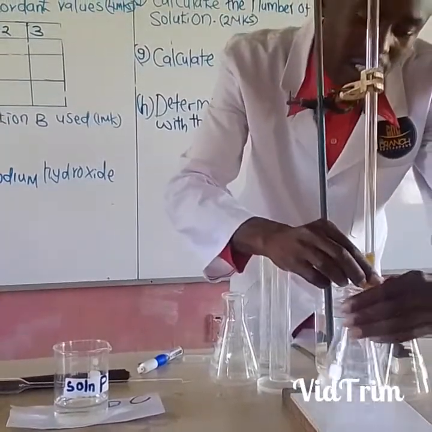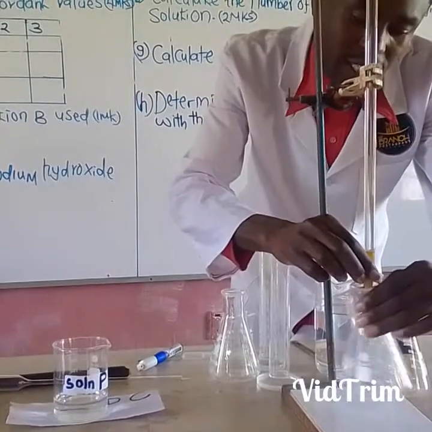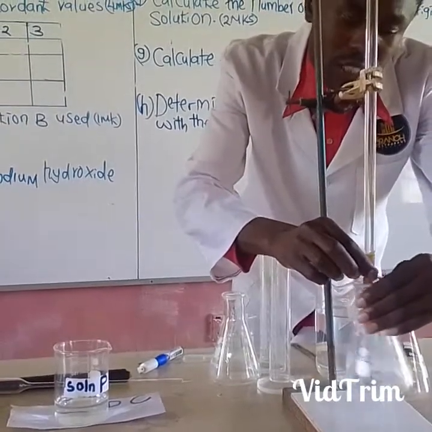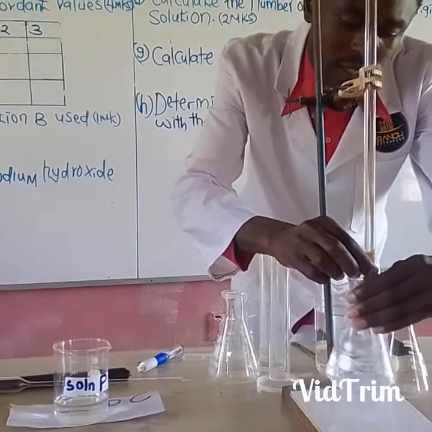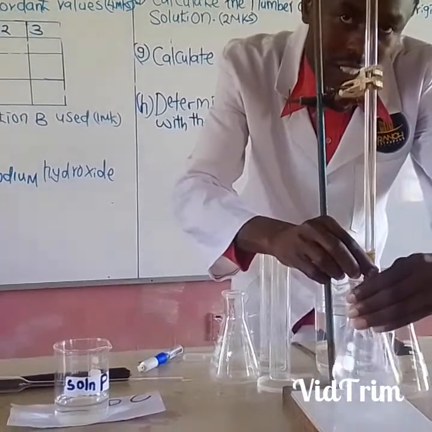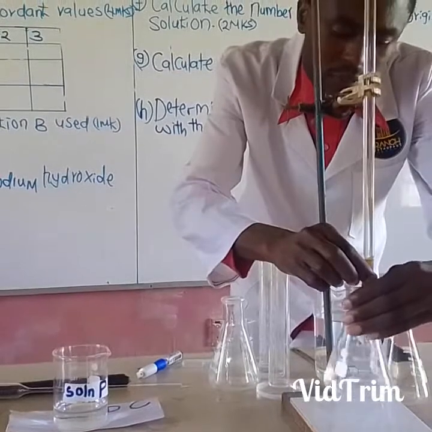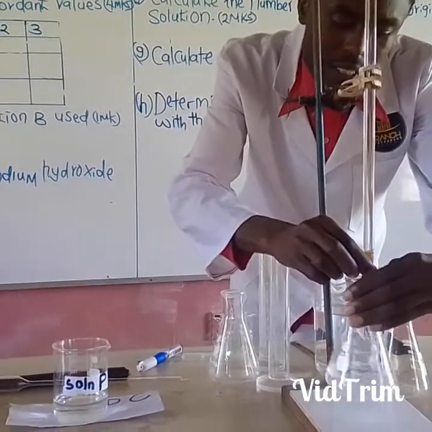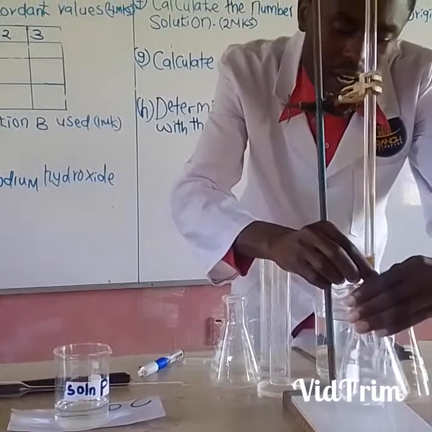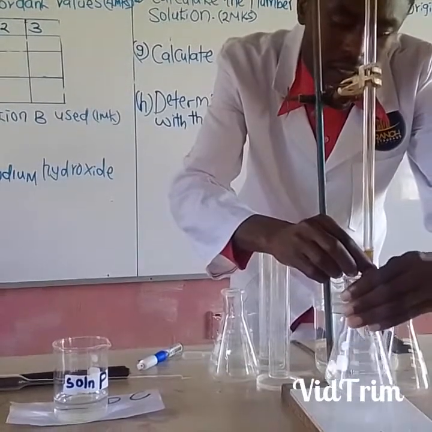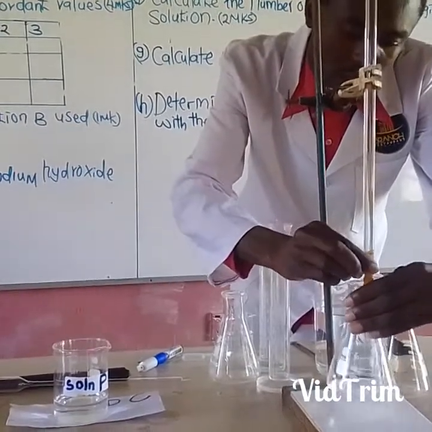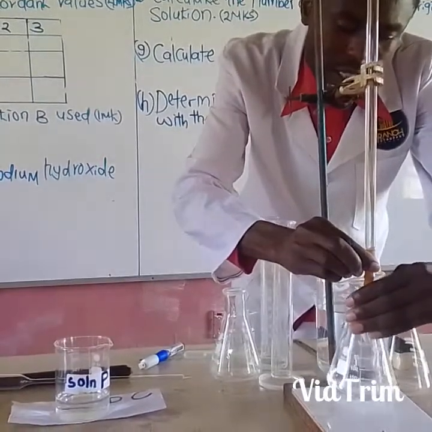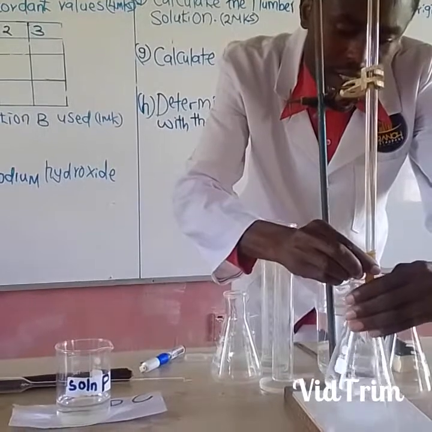I have now started the titration process, and this is how to swirl. This is how we normally swirl. So concentrate as I swirl, until a permanent pink color just appears. Let me continue titrating until a permanent pink color just appears.